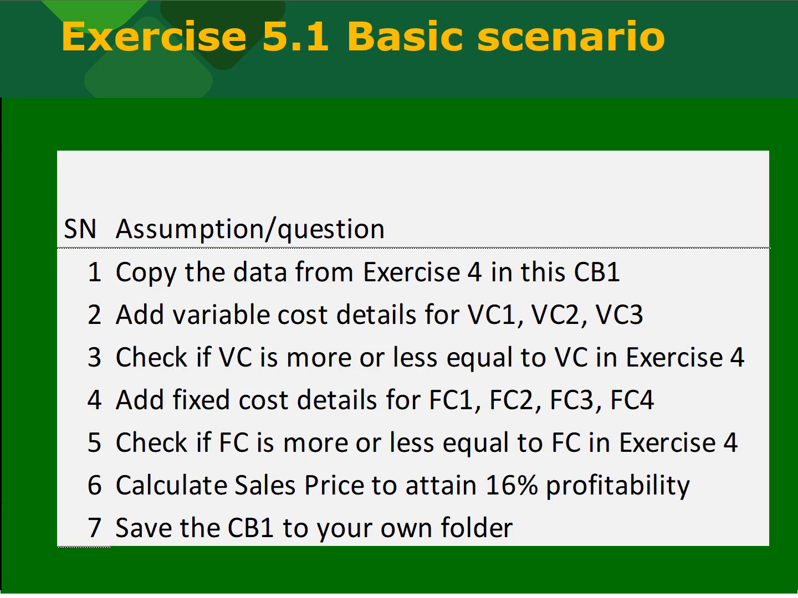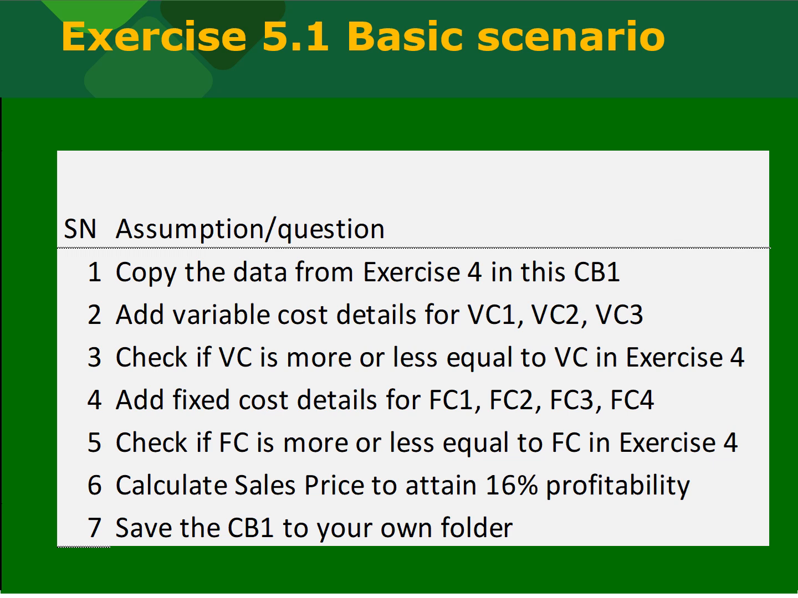And here are the detailed instructions for 5.1. You see there are 7. Copy the data from exercise 4 into this CB1. So that's the data on price, quantity and capacity. Add variable cost details for VC1, VC2 and VC3. And then please check if the VC of production is more or less equal to the VC in exercise 4.